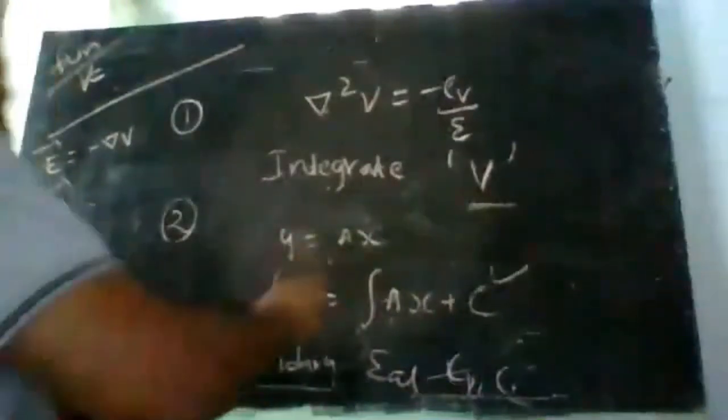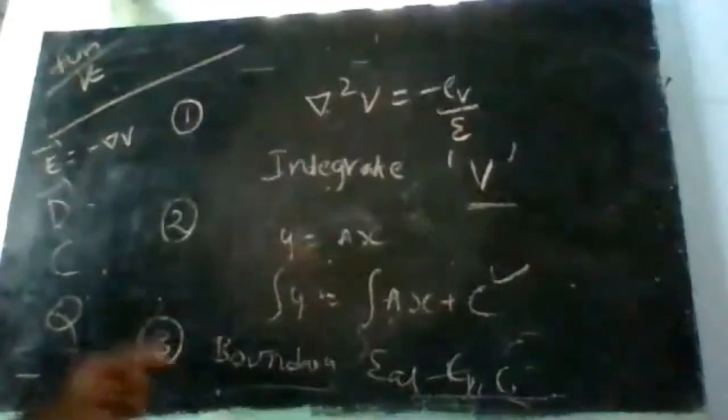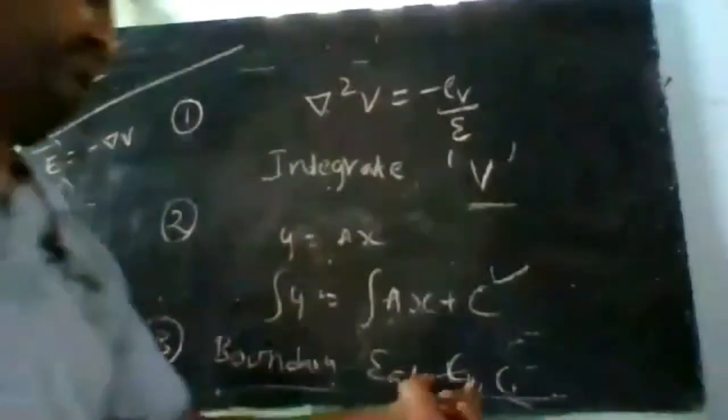Now, how do we find out these constant values? Using the boundary conditions. Using the boundary conditions, we can find out the values of C1 and C2.